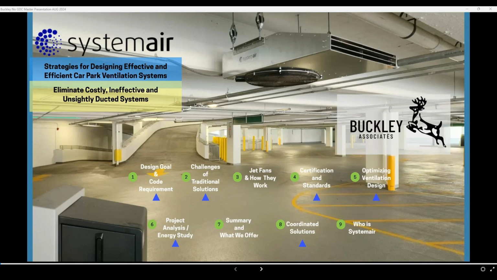We'll provide you the latest certification and standards applicable to jet fans and their performance. We'll review optimizing ventilation design. I'll discuss a couple of real-world project analyses for effectiveness and energy efficiencies in the process.